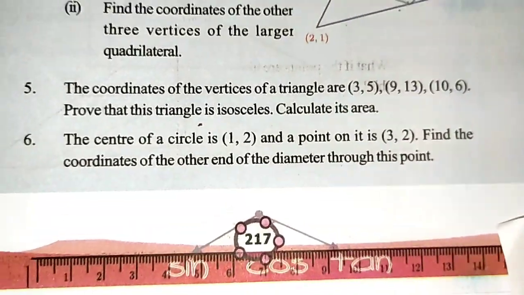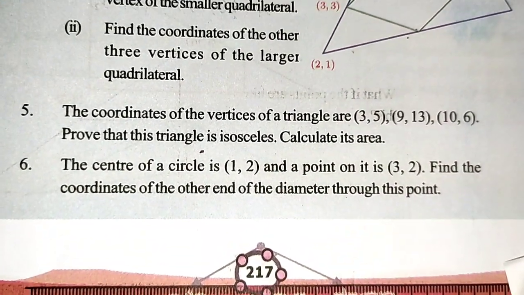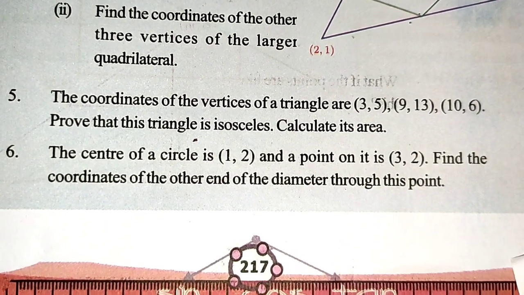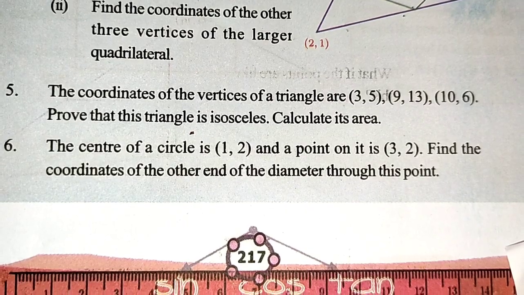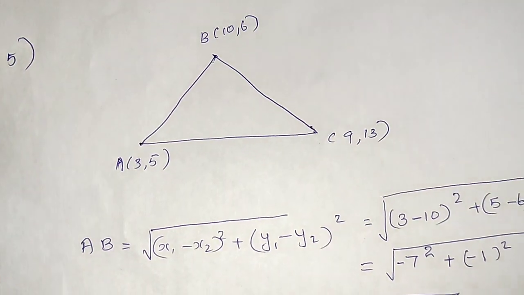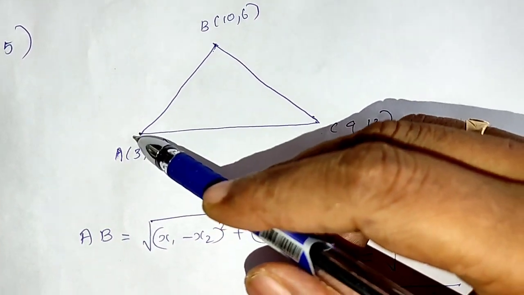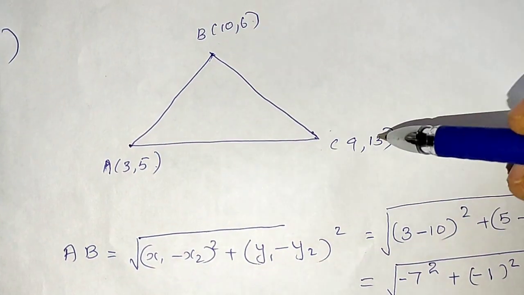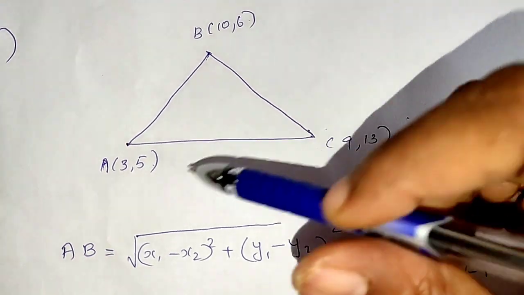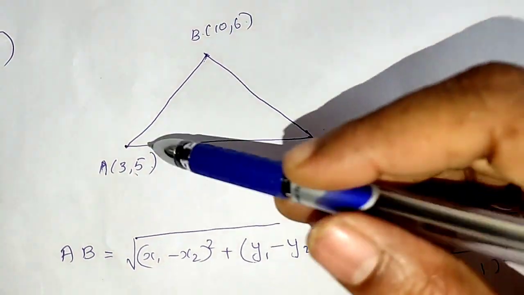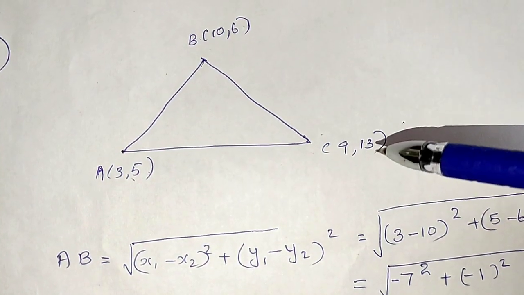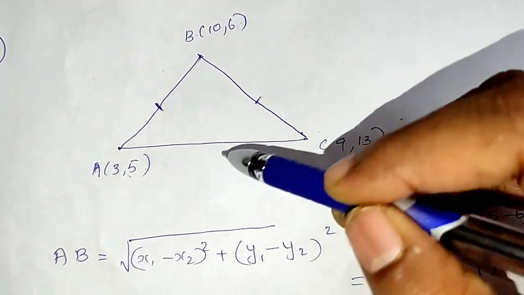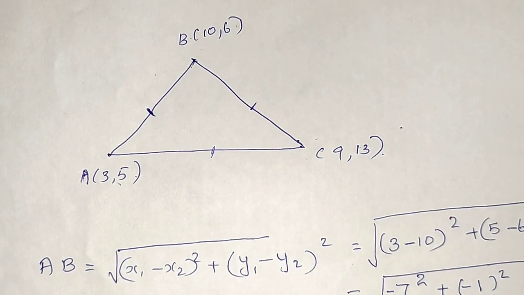Then the next question. The coordinates of the vertices of a triangle are (3, 5), (9, 13) and (10, 6). Prove that this triangle is isosceles and calculate its area. So this is our triangle with coordinates A (3, 5), B (10, 6) and C (9, 13). How can we prove this is an isosceles triangle? For that, first we need the lengths of all three sides of this triangle.